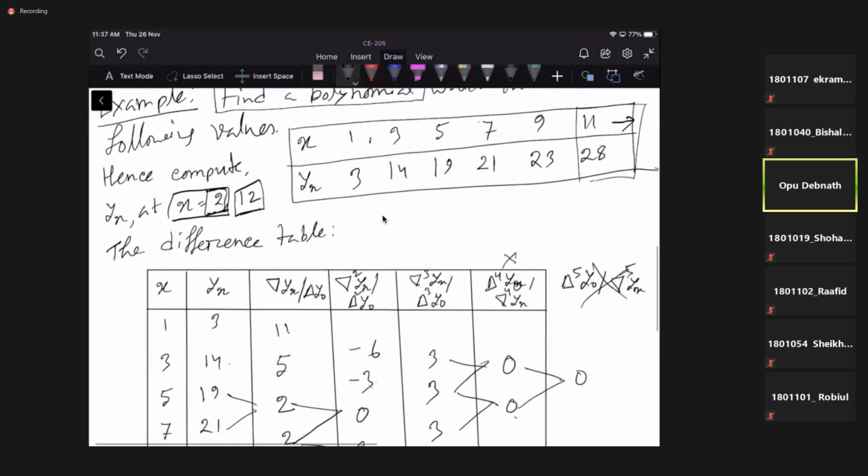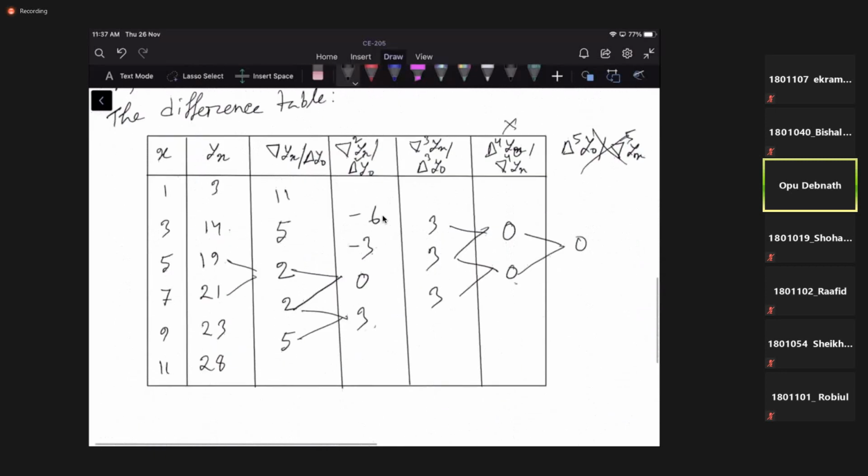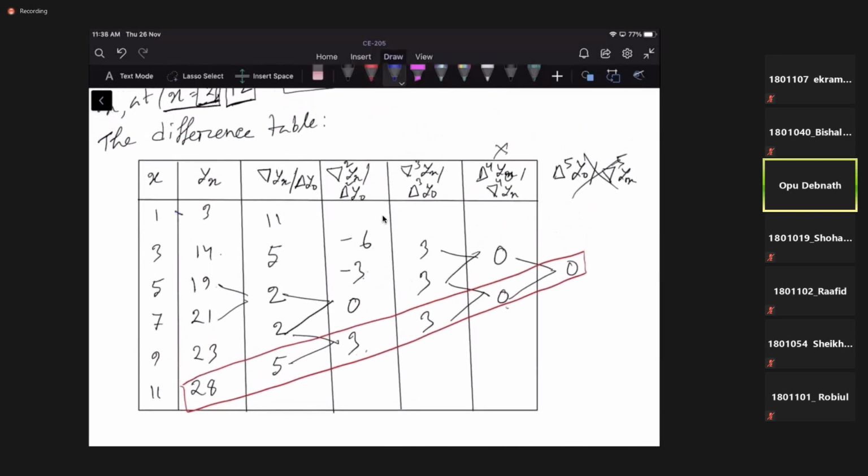So look at this equation, the backward interpolation equation. Which values do you require? Yn, that means the last values. You need to choose these values, okay. And alternatively, for forward interpolation, we choose these values. Clear? So that's the same difference table.